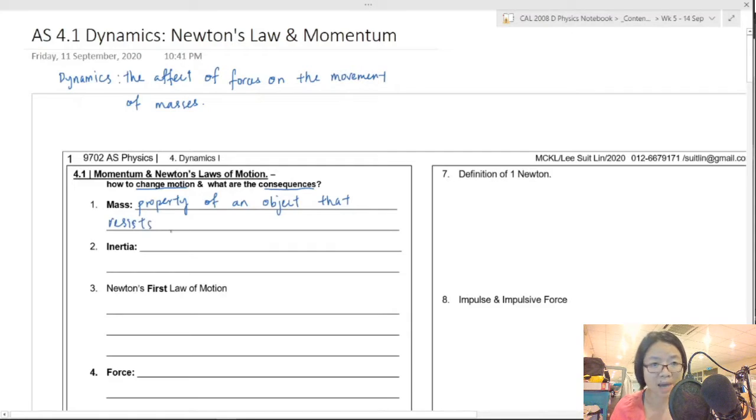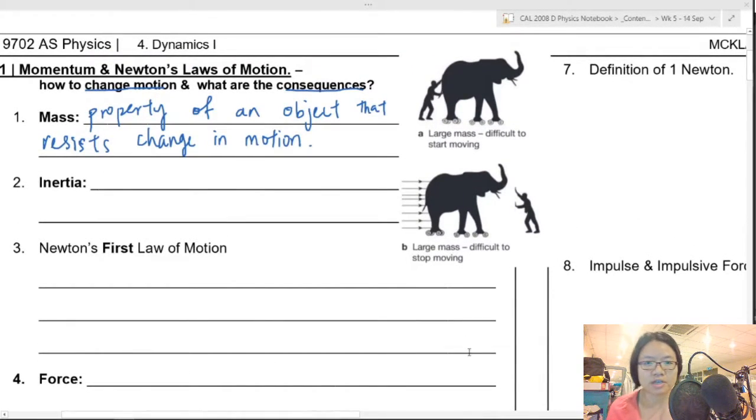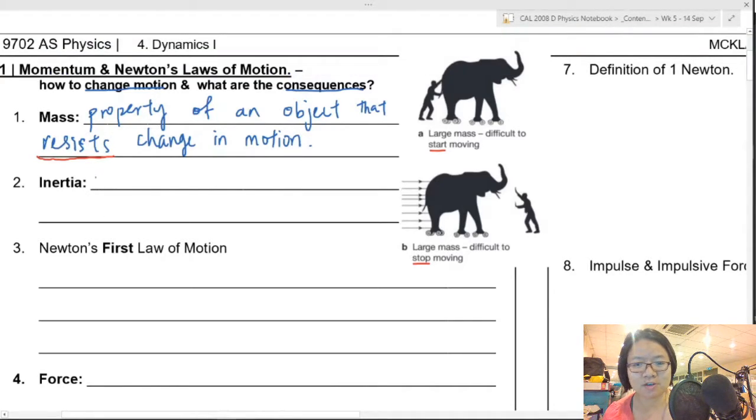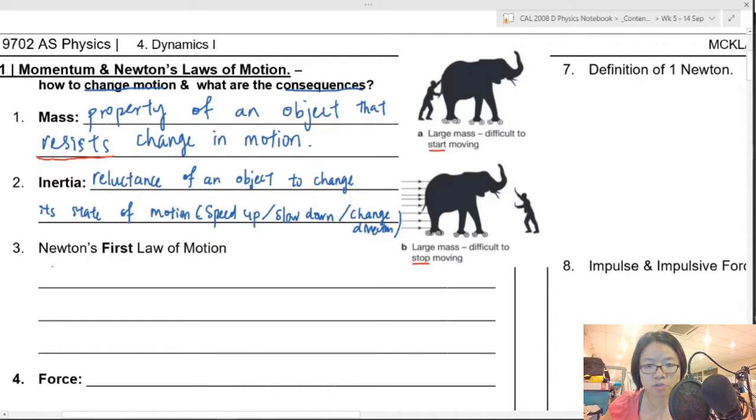First we're going to start with mass. Mass is a property of an object that resists change in motion. For example, you can see there's an elephant here. If it's a large mass, it's difficult to move, it doesn't want to move, it resists the change. If a large mass is heading towards you, it's also difficult to stop. You know this, right? This is what we call inertia, which is the reluctance of an object to change its state of motion. Think about it this way: the larger the mass, the more it doesn't want to change. So mass, in physics, is known as an inertial property.